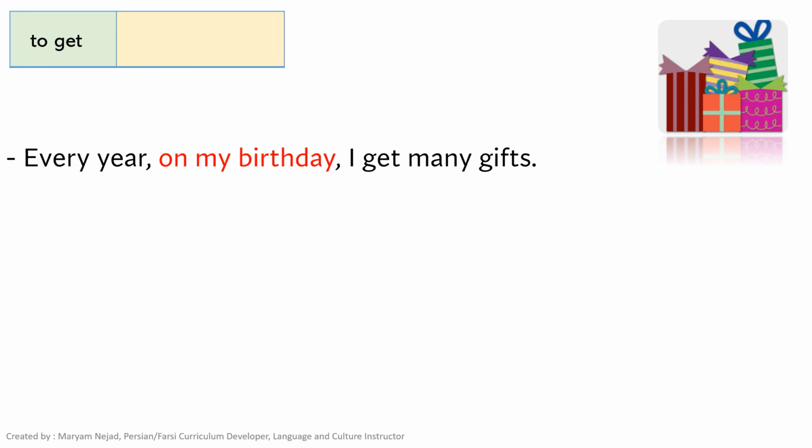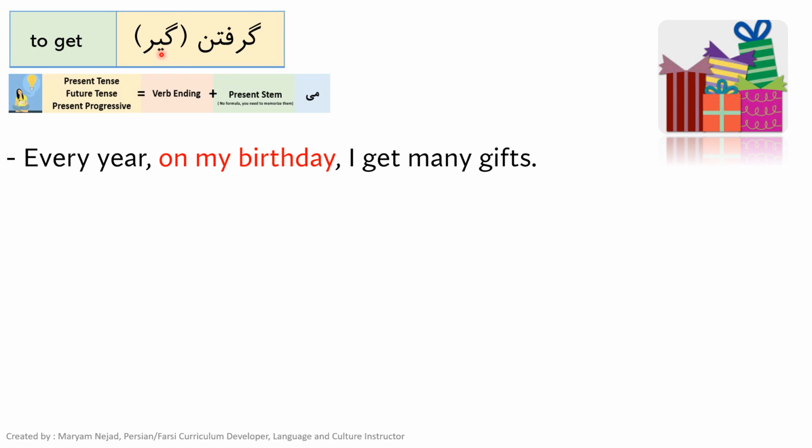All right, so let's see what we have here. The sentence says, every year on my birthday, I get many gifts. So what is the verb? It is to get, right? What is to get in Farsi? It is گرفتن. And then the tense is simple present. So we need the present stem, گیر.